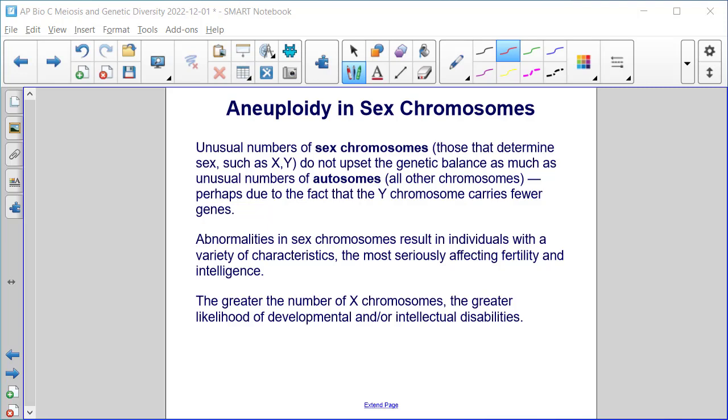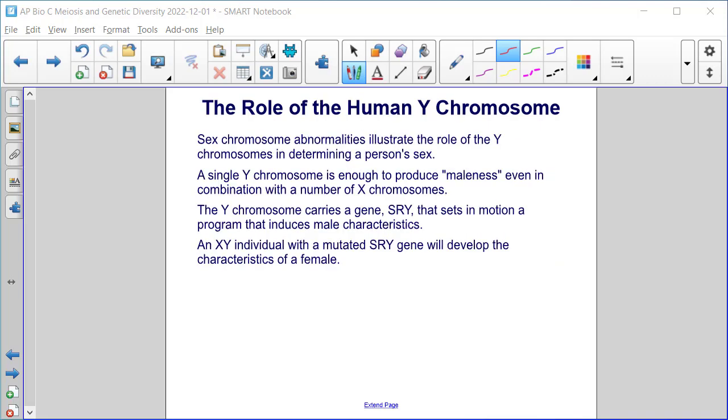The greater the number of X chromosomes, the greater likelihood of developmental and/or intellectual disabilities. Sex chromosome abnormalities illustrate the role of the Y chromosomes in determining a person's sex. A single Y chromosome is enough to produce "maleness," even in combination with a number of X chromosomes.